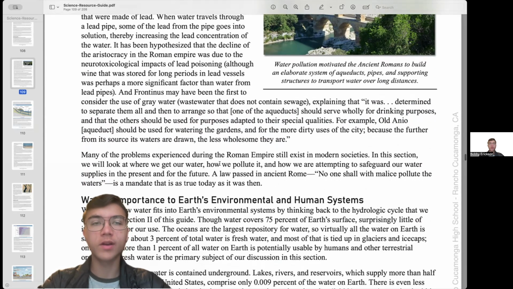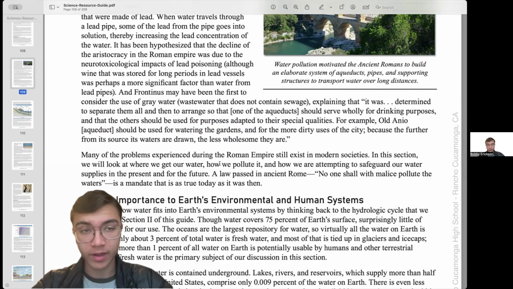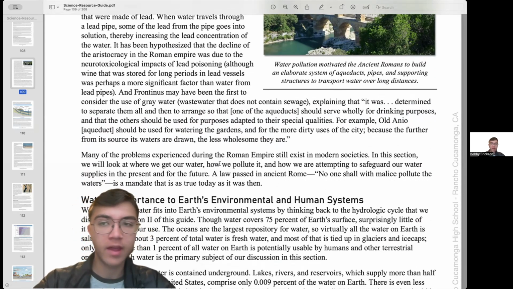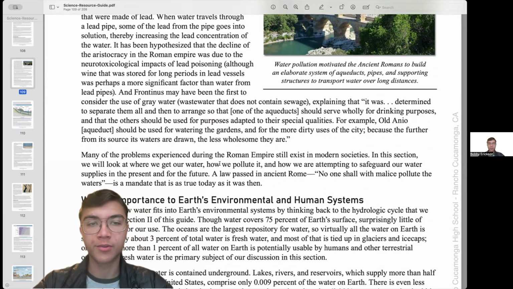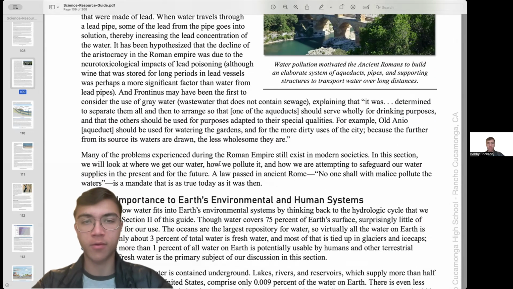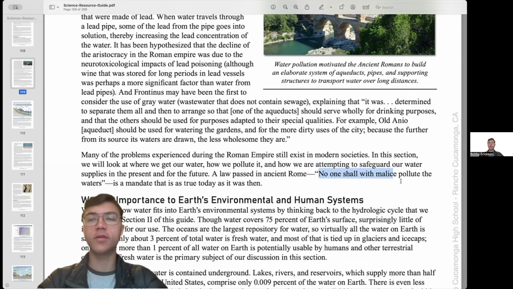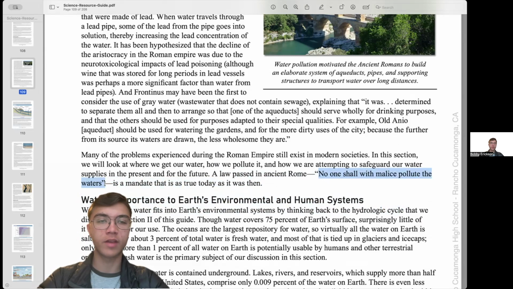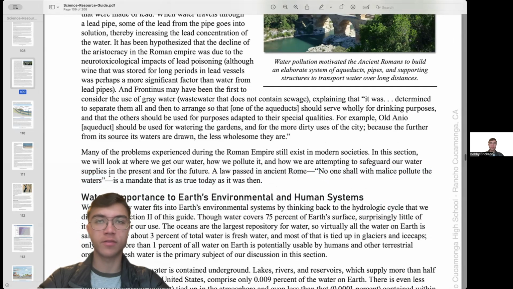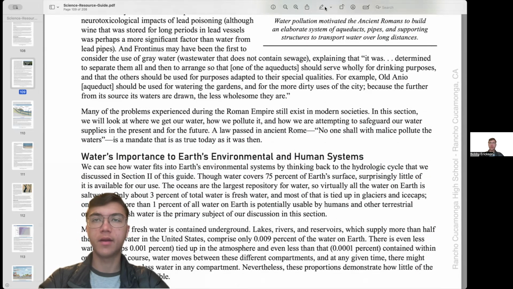Now, we're going to begin the next section about how water is polluted even in modern day, and how we are able to safeguard that water and keep it protected from any pollutants. Another thing to note is Rome passed a law that said no one with malice shall pollute the waters. And it's very important today, just as it was then.